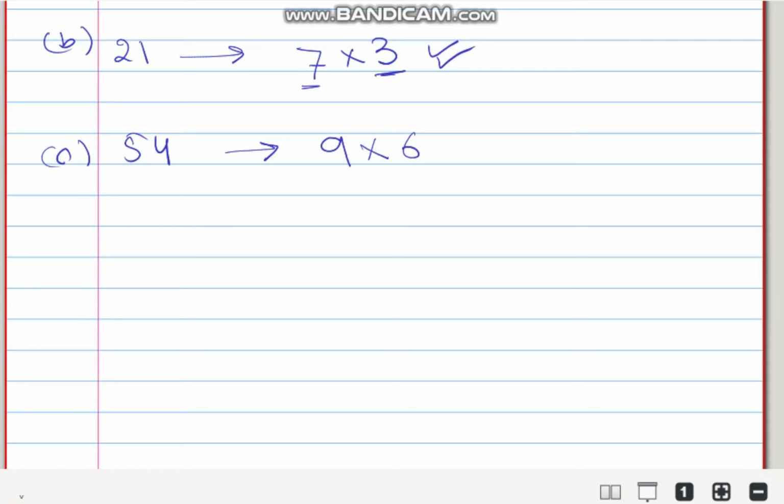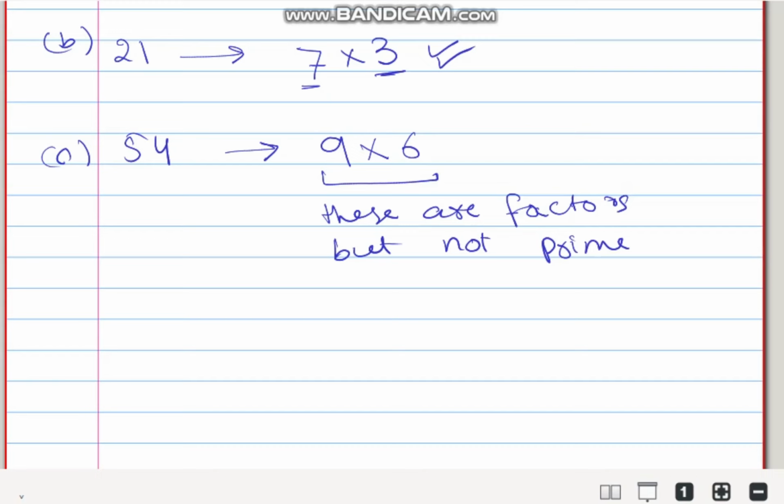But see, dear student, please note a very important point I want to tell you. Zala is very correct and I appreciate it. Yes, 54, these are the factors basically. These are the factors, but not prime factors. We can make these factors prime factors. These are factors, yes, but not prime, because 6 is not prime and 9 is also not prime. How can we make them prime? So let me show that. How can we make these numbers prime? So what is the 9 basically?